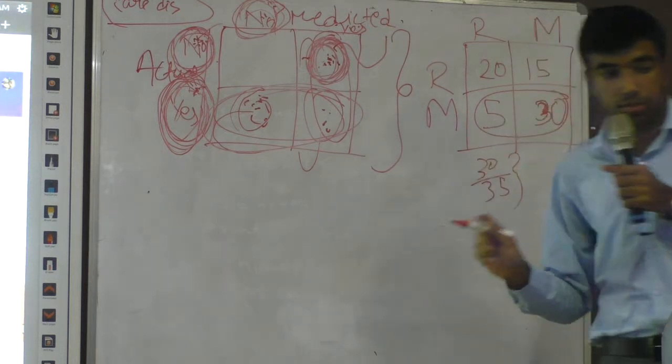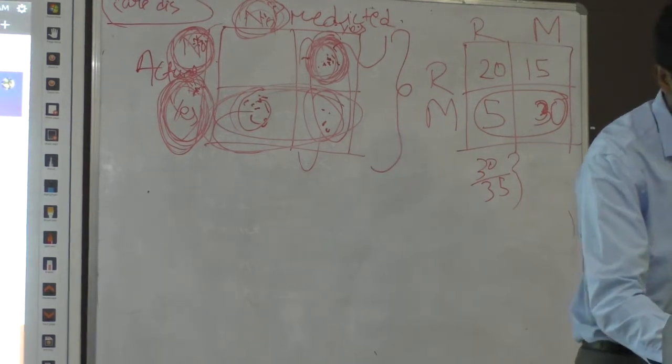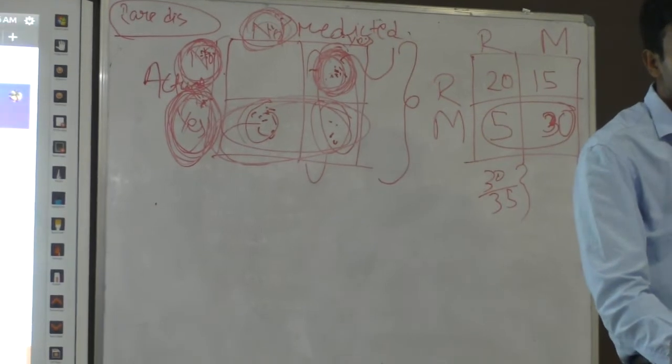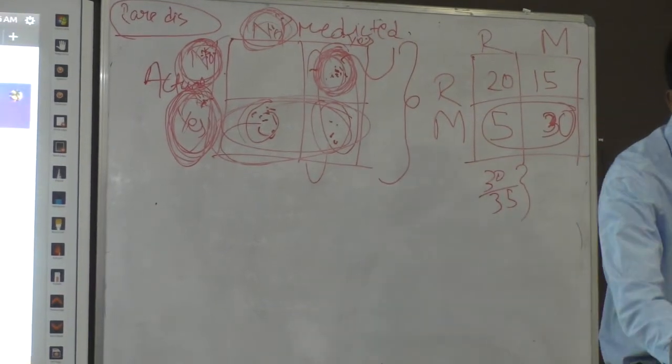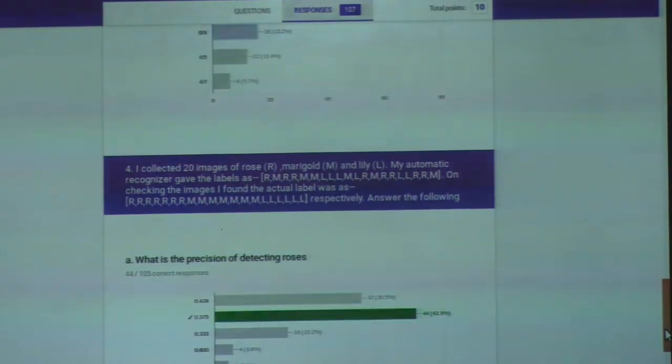So next question. The next question was the first 3 cross 3 confusion matrix. What is the precision? For that I have to draw the confusion matrix. So please be with me. Please correct me if I am wrong anywhere. I may draw the wrong confusion matrix.